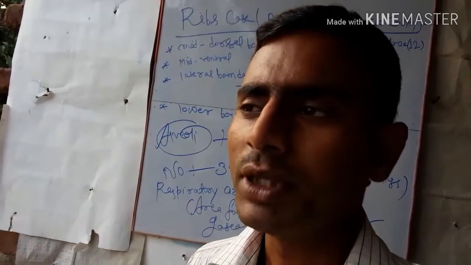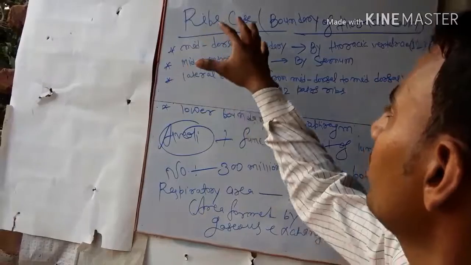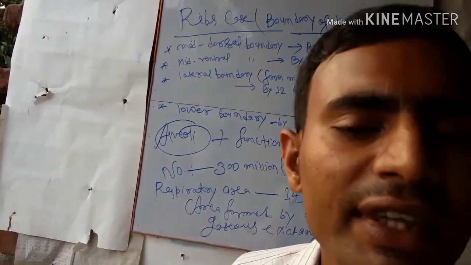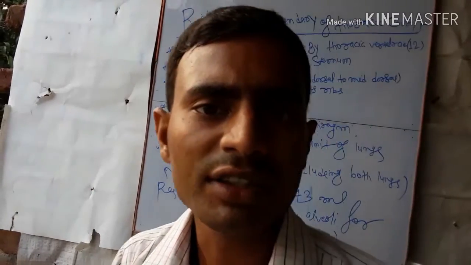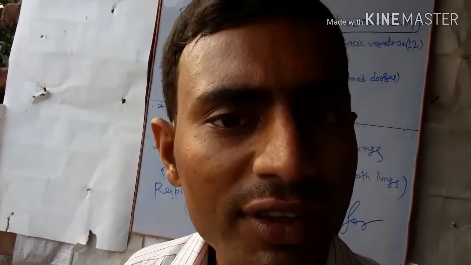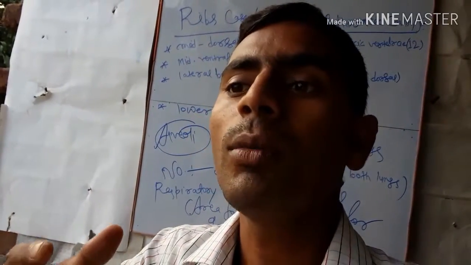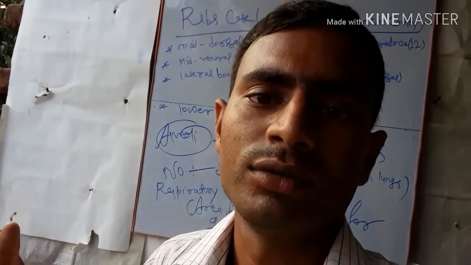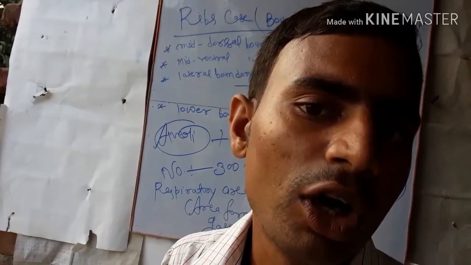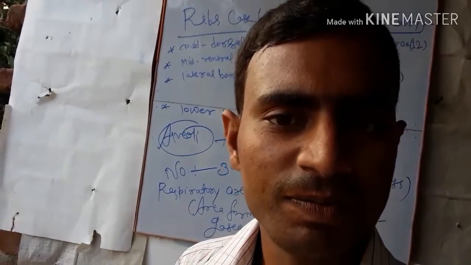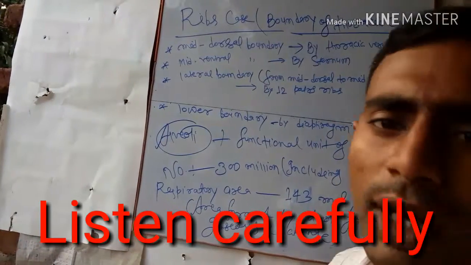So firstly, what is the rib cage? The rib cage is the boundary of the thoracic cavity. The lungs are present in the thoracic cavity. So what is the boundary of the thoracic cavity? Now we will learn.